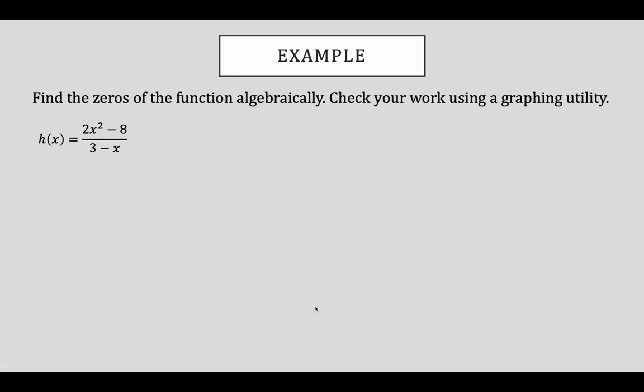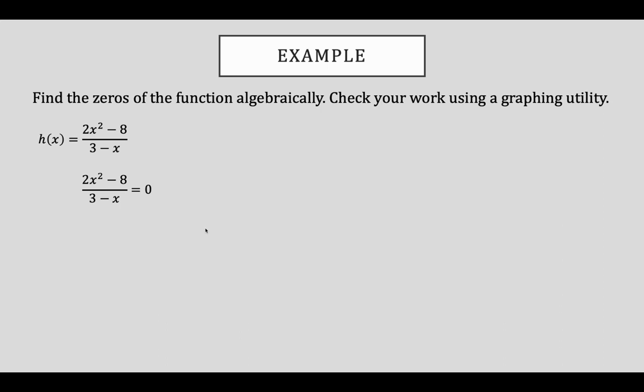Couple more. Find the zeros of the function algebraically. Check your work using a graphing utility. h of x is equal to (2x squared minus 8) divided by (3 minus x). Well, as we've done in the past two examples, set y equal to 0. Set the equation equal to 0.